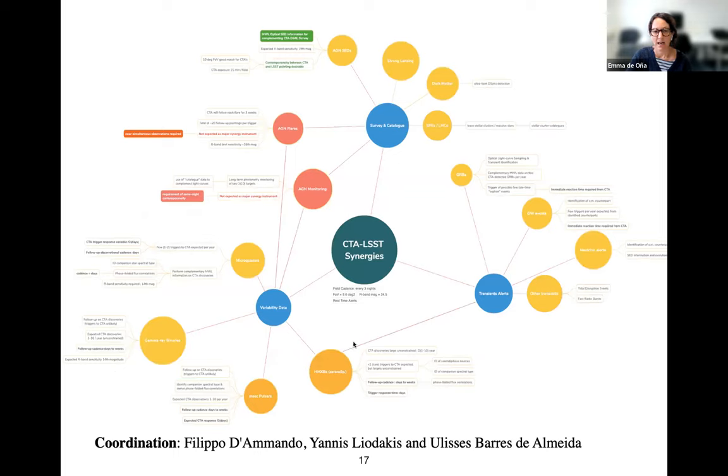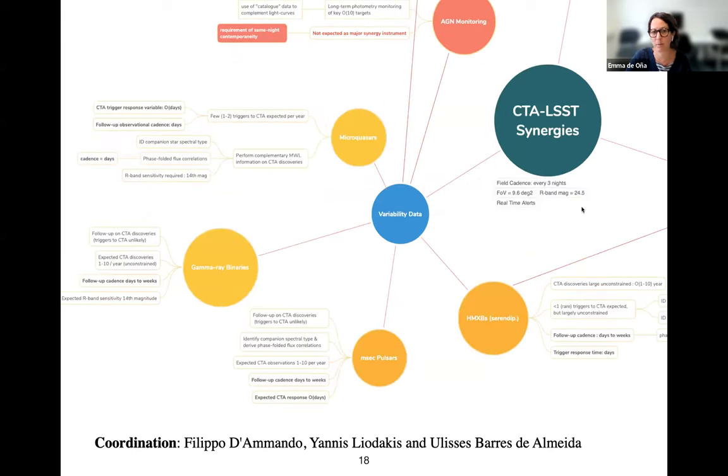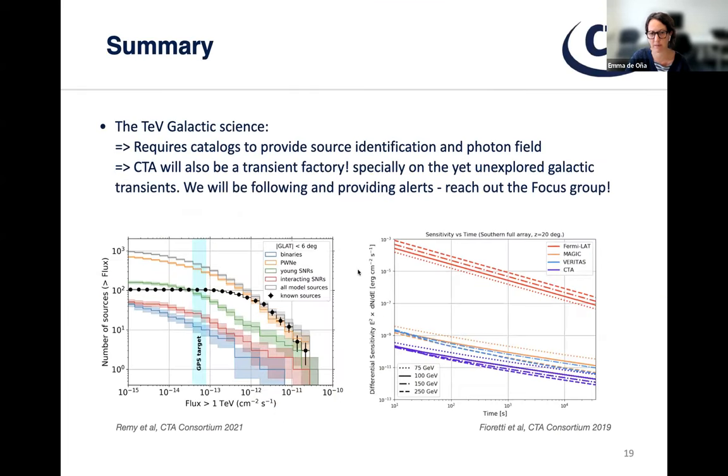And coming back to the group, the CTA-LSST synergy. I'm not going to ask you to read this because it's really small. I just want to tell you that there is a lot of activity in this part. And of course, in the galactic part, you can see how many people are working on the observation cadence we need, what kind of products we want to interchange, and so on and so forth. So please, if you're interested in these things, just contact these people here and get involved to work with us.